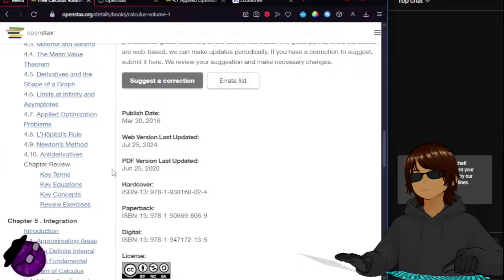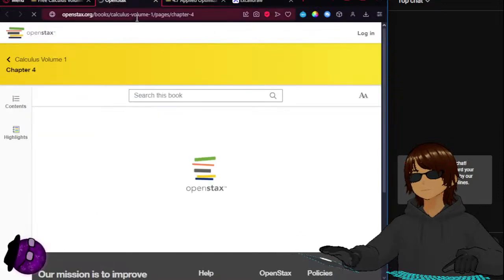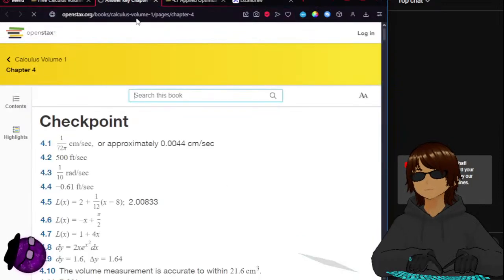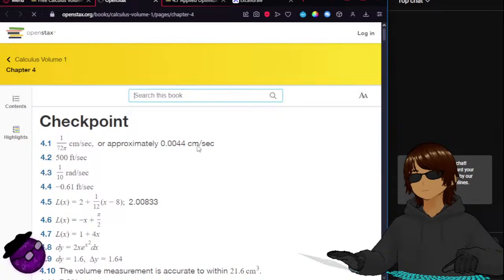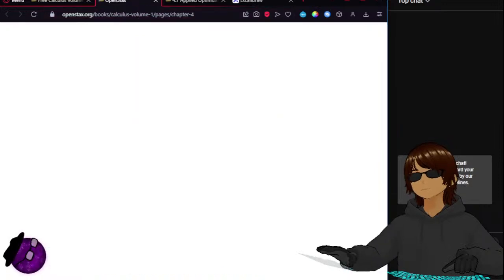I want the answers to load. I clicked enter while the page loaded.